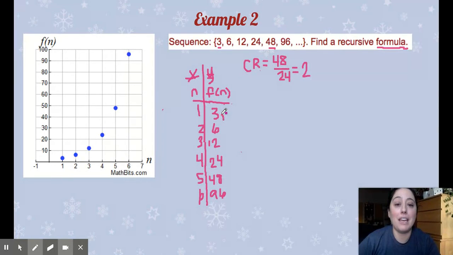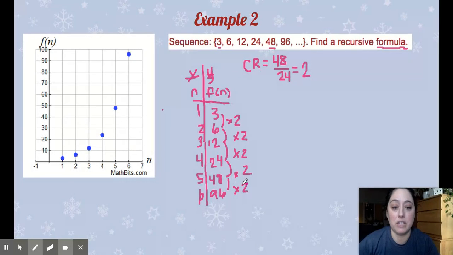So now I know I can do times 2 every time, right? 6 times 2 is 12. And I could do that for all of them. And in fact, I think I will. Okay, so times 2. That's why it's called the common ratio, because I do this every single time.